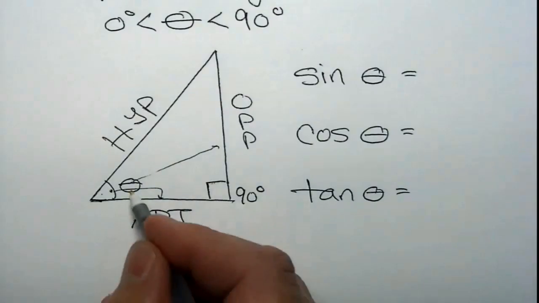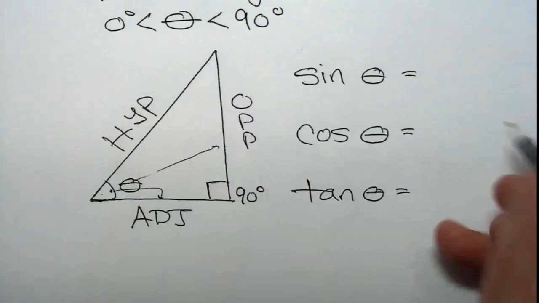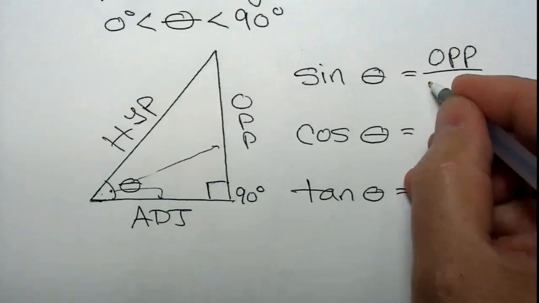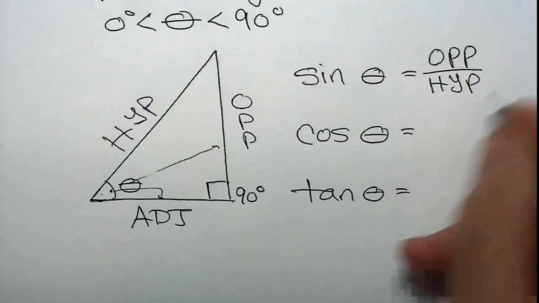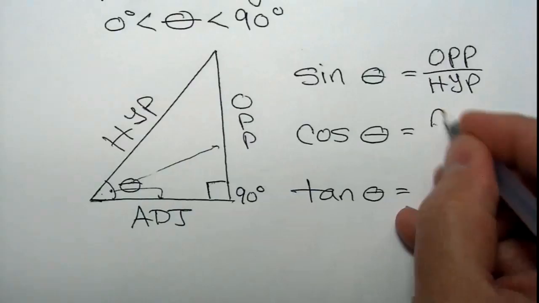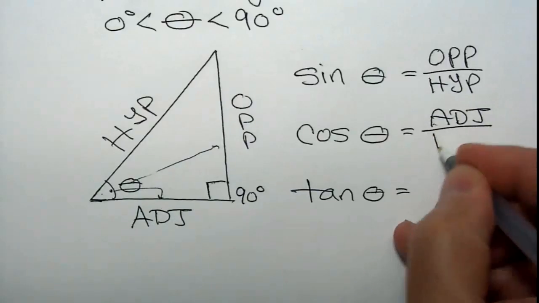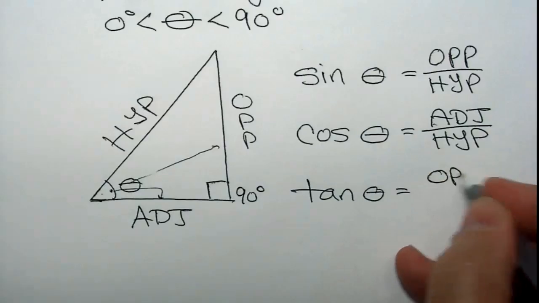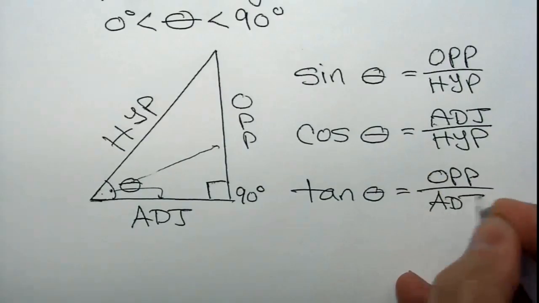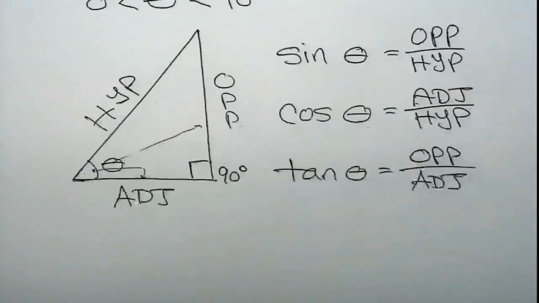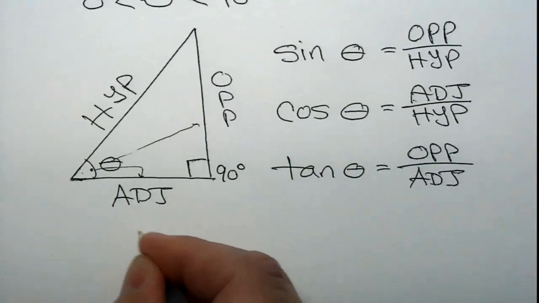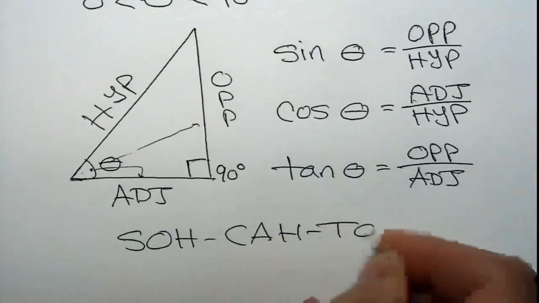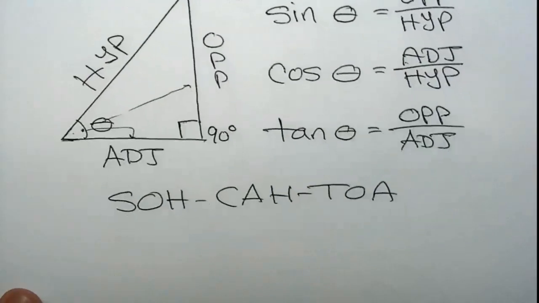Now, the trig ratios of this angle have everything to do with these 3 sides, but the sine has been defined as the opposite side divided by the hypotenuse side. The cosine has been defined as the adjacent side divided by the hypotenuse side. And the tangent has been defined as the opposite side divided by the adjacent side. And you might remember a quick way to remember these 3. It's SOHCAHTOA. That's the quick way to remember those.